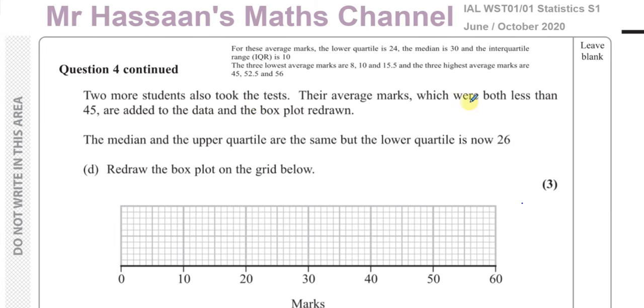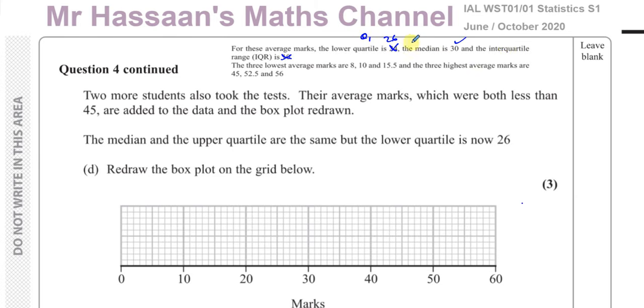Their average marks, which were both less than 45, are added to the data and the box plot is redrawn. The median and the upper quartile are the same, but the lower quartile is now 26. Okay, so this is the data from the last page. So the lower quartile now is 26. The median is the same. The interquartile range is now going to change.